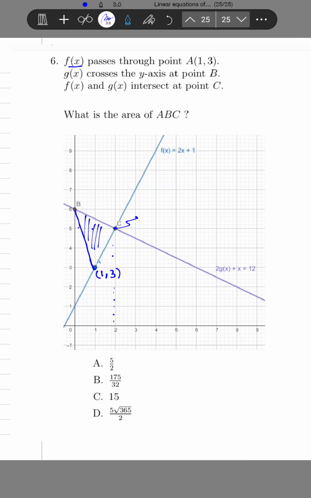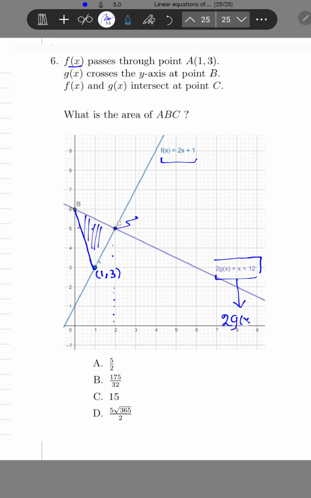What is point C? When we have two graphs in which they have an intersection point, then we can simply solve this simultaneous equation on these two lines to find out what common x value they have. Before we do that, we're not given g of x directly. We're given here 2g of x plus x is equal to 12. Again, we need to put g of x in its exact terms. G of x means y, in other words. Let's do this part first.